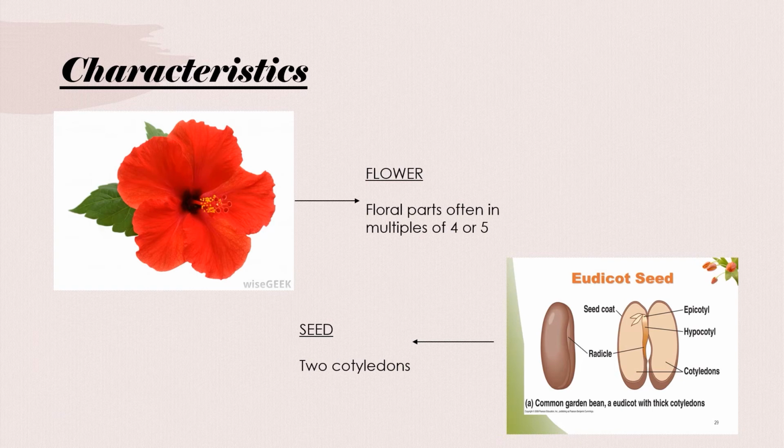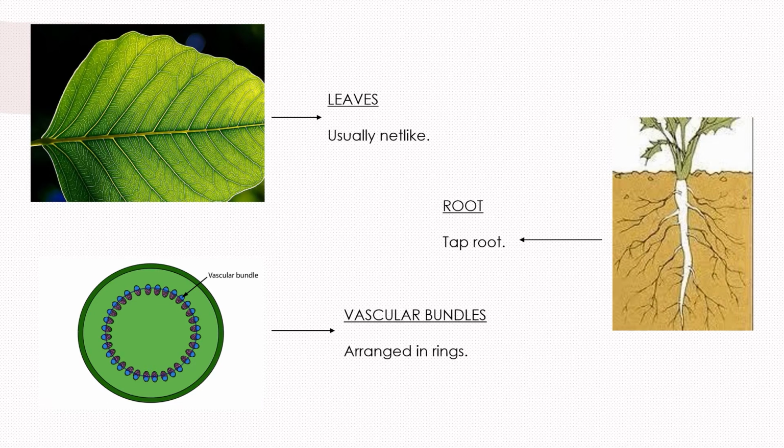The characteristics of eudicots are that the floral parts are often in multiples of 4 or 5. The seed has 2 cotyledons. The leaves usually have net-like veins. The roots are taproots, while the vascular bundles are arranged in rings. That's all from me. I will pass to the next presenter.